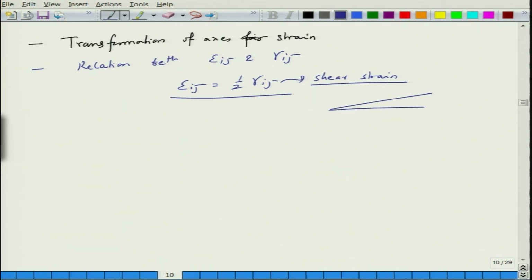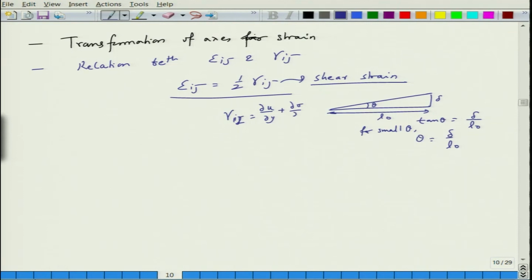Essentially you calculate using tan theta. This is theta, this is the deformation delta, and this is the original length, let us say L naught. So tan theta will be equal to delta divided by L naught. For small theta, I can write this as theta, which is equal to delta divided by L naught, and basically it was the shear strain. So gamma ij, for example gamma 12, was equal to del u by del y plus del v by del x, alright.